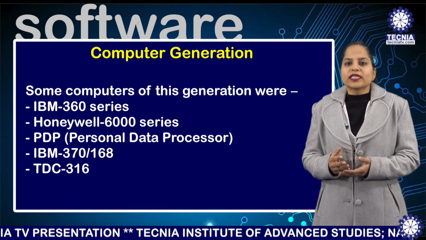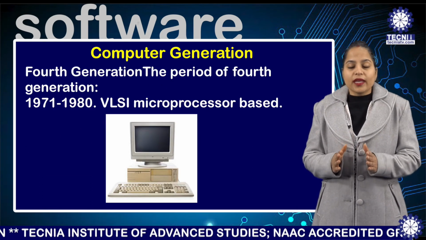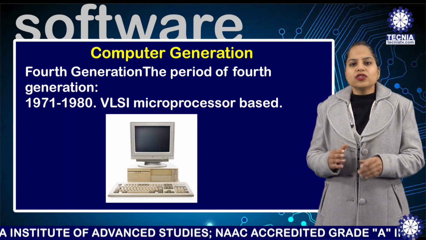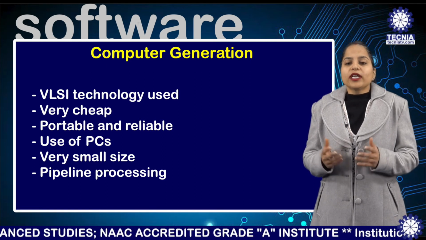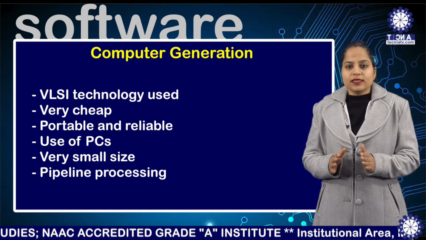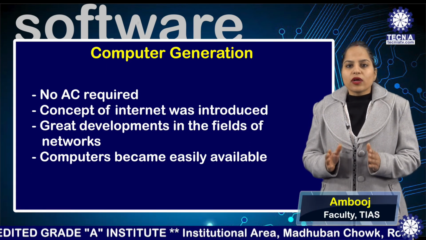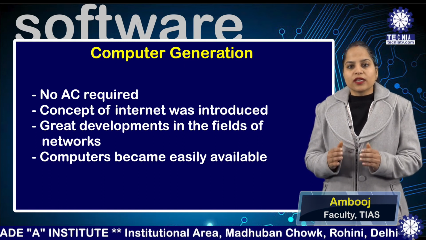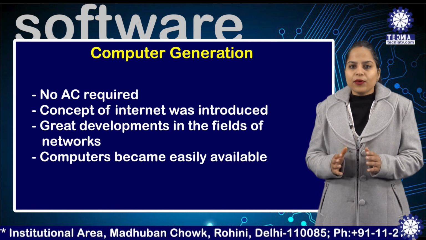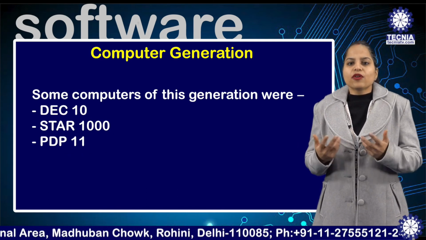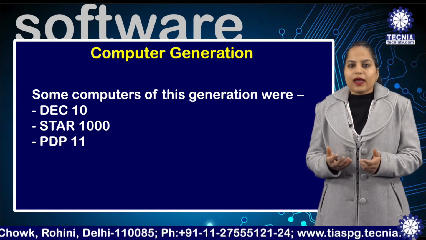Now we are going to explain the fourth generation. The fourth generation was from 1971 to 1980. The main features of the fourth generation: VLSI technology, very cheap, portable and reliable, use of PCs, very small size, pipeline processing, no AC required, the concept of internet was introduced, and great development in the field of networks. Computers became easily available. Some computers of this generation were STAR 1000, PDP 11 and so on.